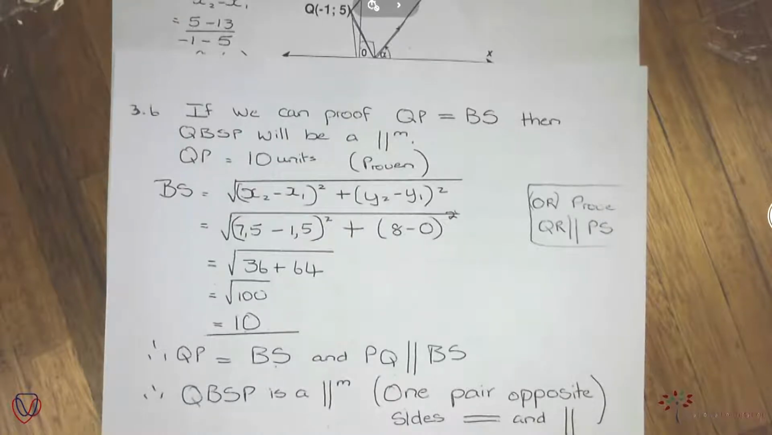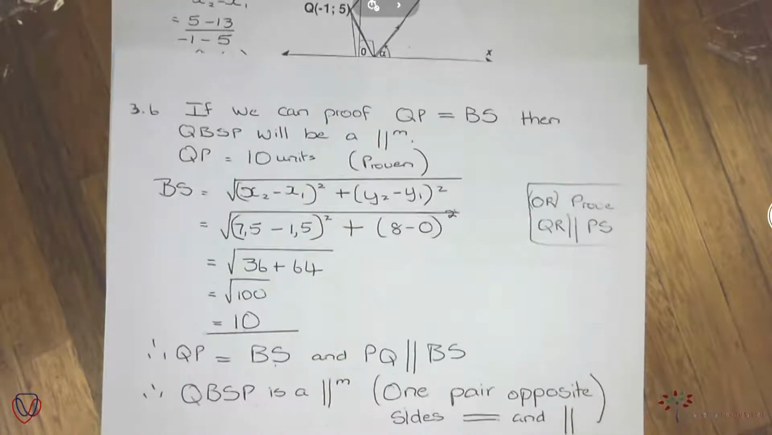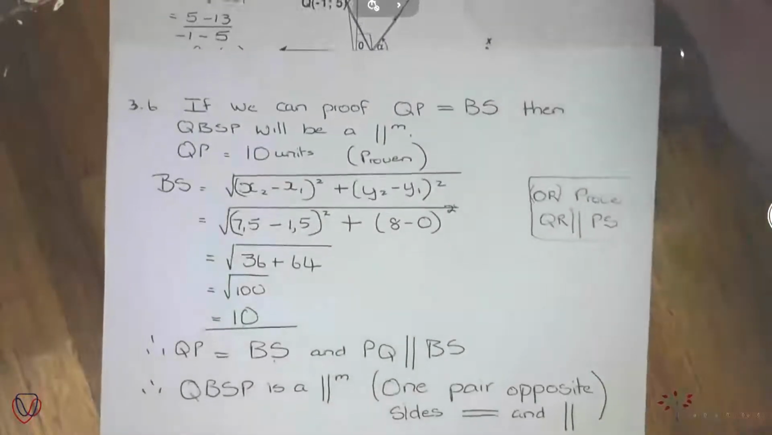I wanted to show you that you don't only have to use the fact that both pairs of sides are parallel. You can also use this one, and you can also use lengths for all the sides. And if the opposite sides are equal, you've got a parallelogram, both pairs of them. Right, that's the end of that question.